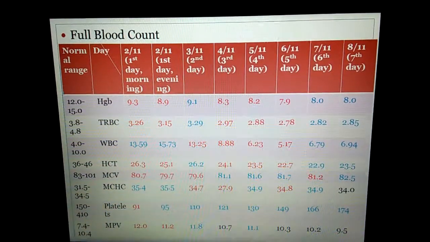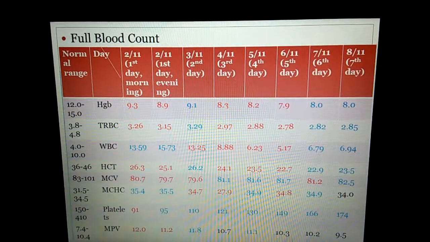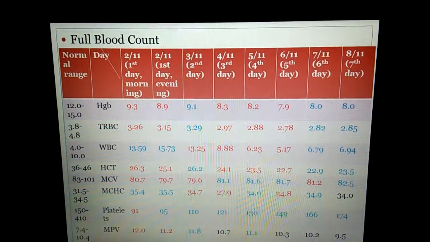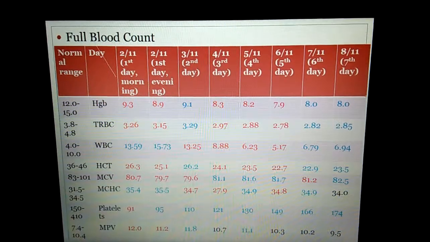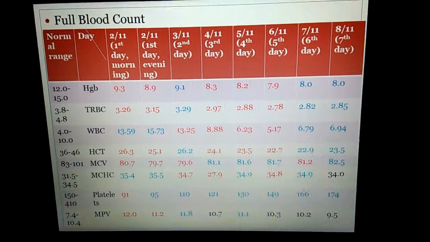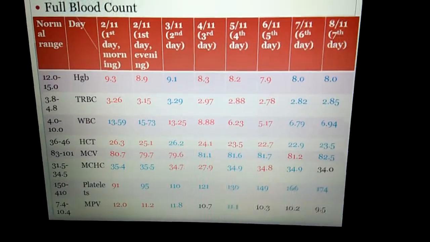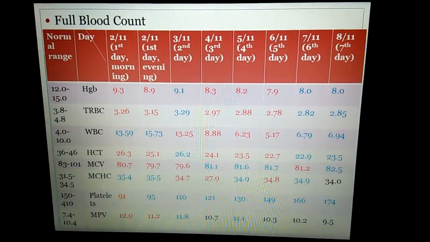And for the MCHC, the patient's reading for the MCHC is higher than the normal range, that is 31.5 until 34.5. And for the platelet count, the patient's platelet is lower than the normal range. And for the MPV, the patient's MPV is higher than the normal range.